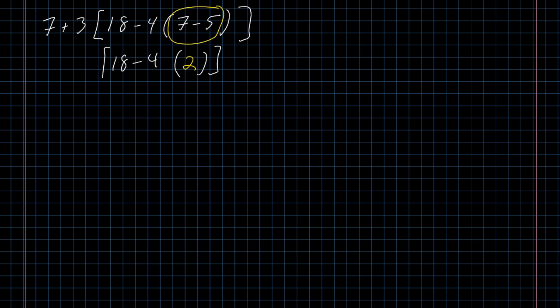As always, everything else comes along for the ride. And then inside of our square brackets, we have 18 minus 4 times 2. It's not written using a multiplication dot, but this is multiplication. So that multiplication comes next. Then the subtraction, which finishes up everything that's inside of the square brackets. 18 minus 8 is 10.